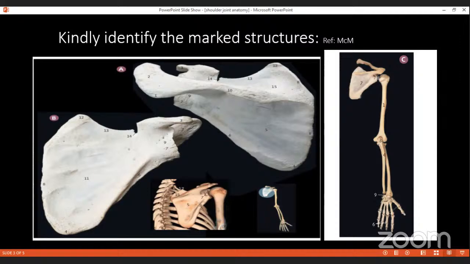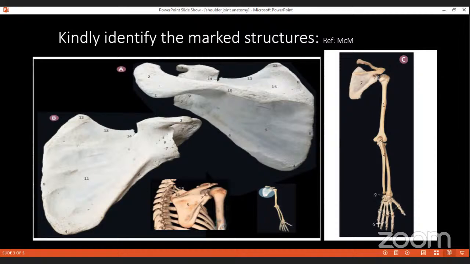The coracoid process is located at the junction of the medial three-quarters and lateral one-third of the clavicle, and one centimeter below this joint. So that's the location.